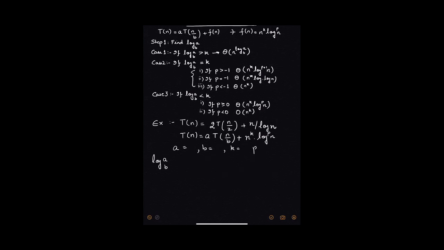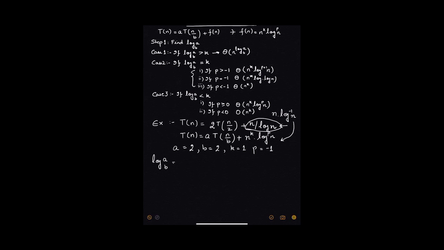In this example, my recurrence relation is T(n) = 2T(n/2) + n/log n. So I can also write this statement as n into log raised to the power of minus 1 into n to resemble it in this form. So let us compare it with a standard form. The value of a becomes 2, the value of b becomes 2, the value of k is 1, and the value of p is minus 1.